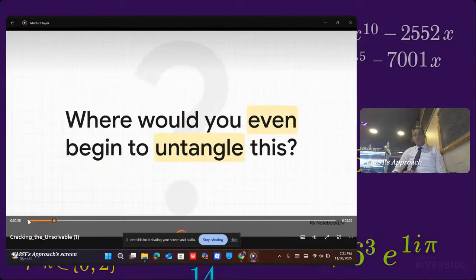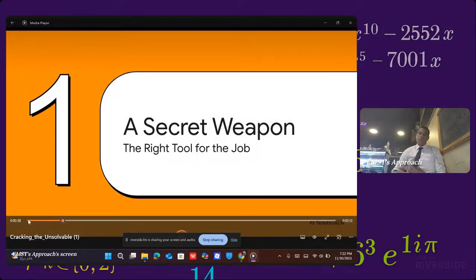So you look at this, and the first thought that pops into your head is, where do you even start? How would you possibly begin to untangle something like this? Well, like any good detective knows, when you've got a case this complicated, you don't just rush in. No, you need a special tool. You need something like a forensic device, but for math.